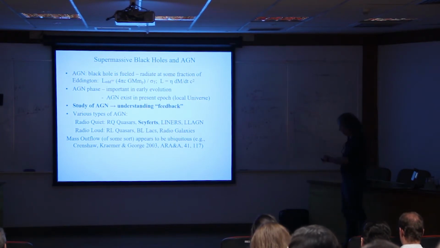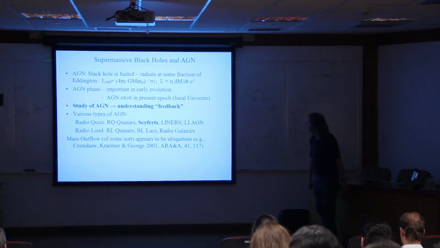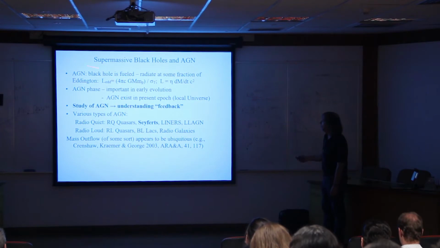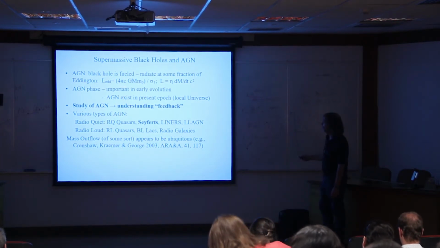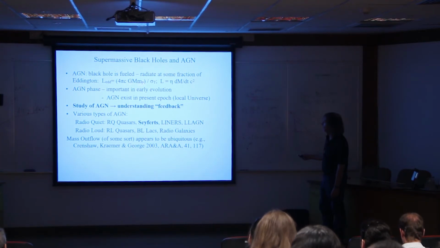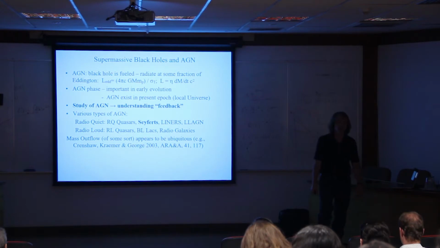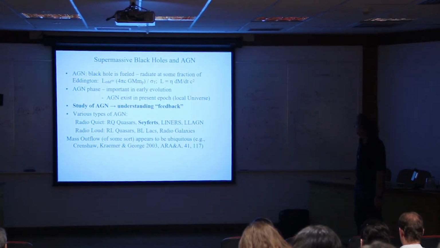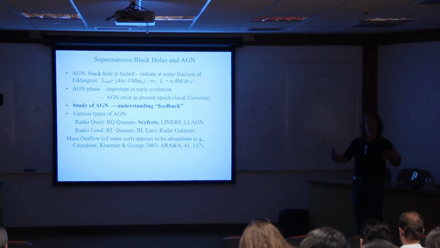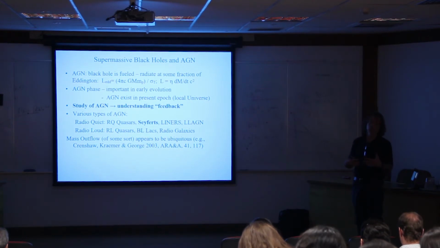But we can go back to AGNs, the supermassive black holes. Black hole fuel radiates at some fraction of Eddington. I don't know if I showed you the Eddington formula before, but it's 4 pi G M m_p c divided by the Thomson cross-section. Basically, this is how much energy the accretion disk can radiate while still accumulating matter. If it's radiating any more, the radiation overcomes gravity, and the stuff can't get into the central potential.